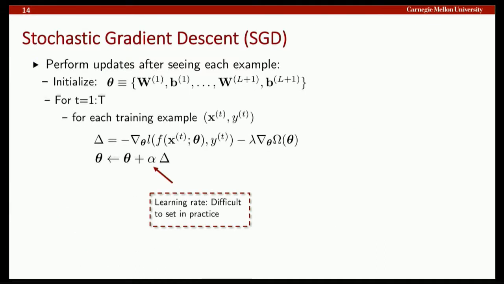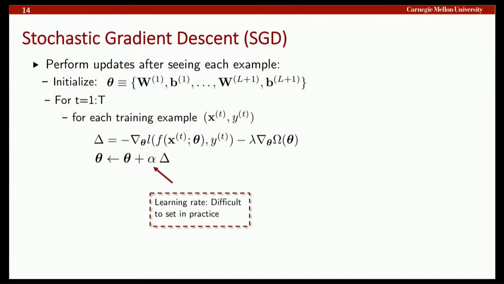The most commonly used way of optimizing neural networks and deep neural networks, and a lot of different algorithms in general, is stochastic gradient descent, right? The idea behind stochastic gradient descent is it's a version of gradient descent, but you can think of it as follows. We're going to be performing updates after seeing each example at a time.